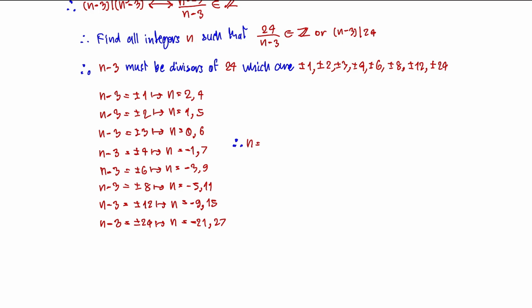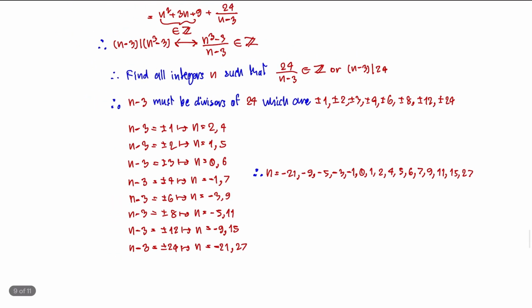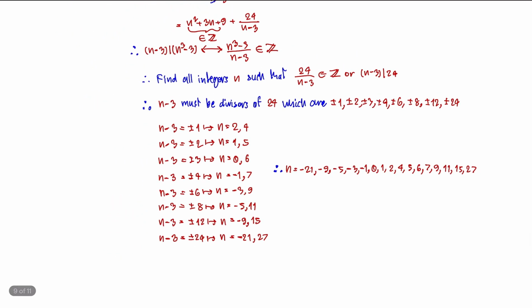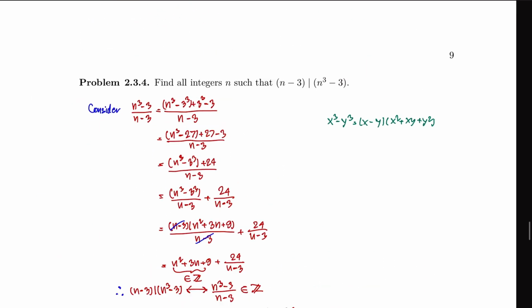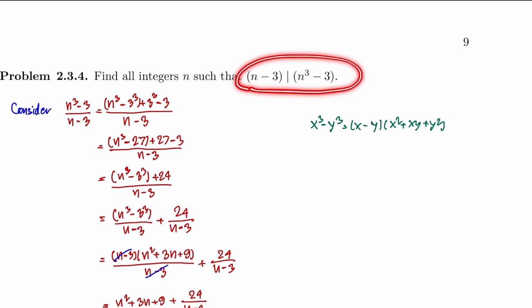So n is minus 21, minus 9, minus 5, minus 3, minus 1, 0, 1, 2, 4, 5, 6, 7, 9, 11, 15, and 27. These are all the integers such that n minus 3 divides n cubed minus 3.